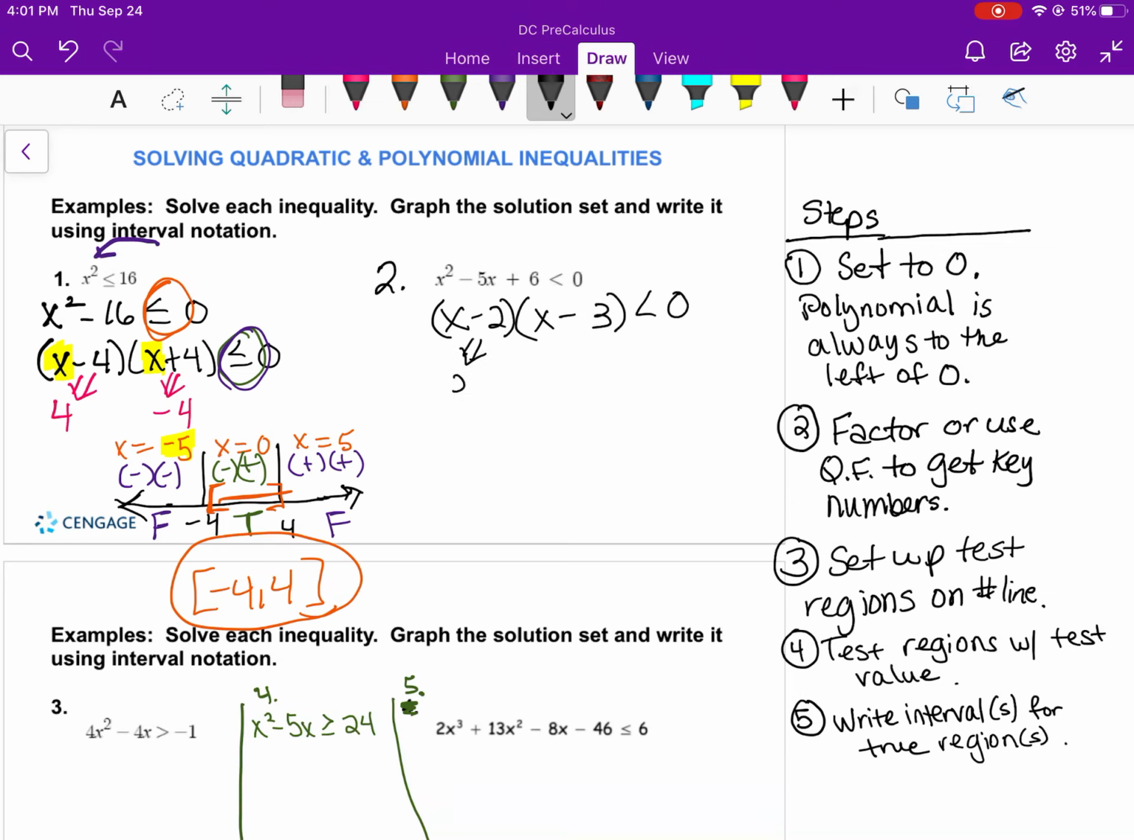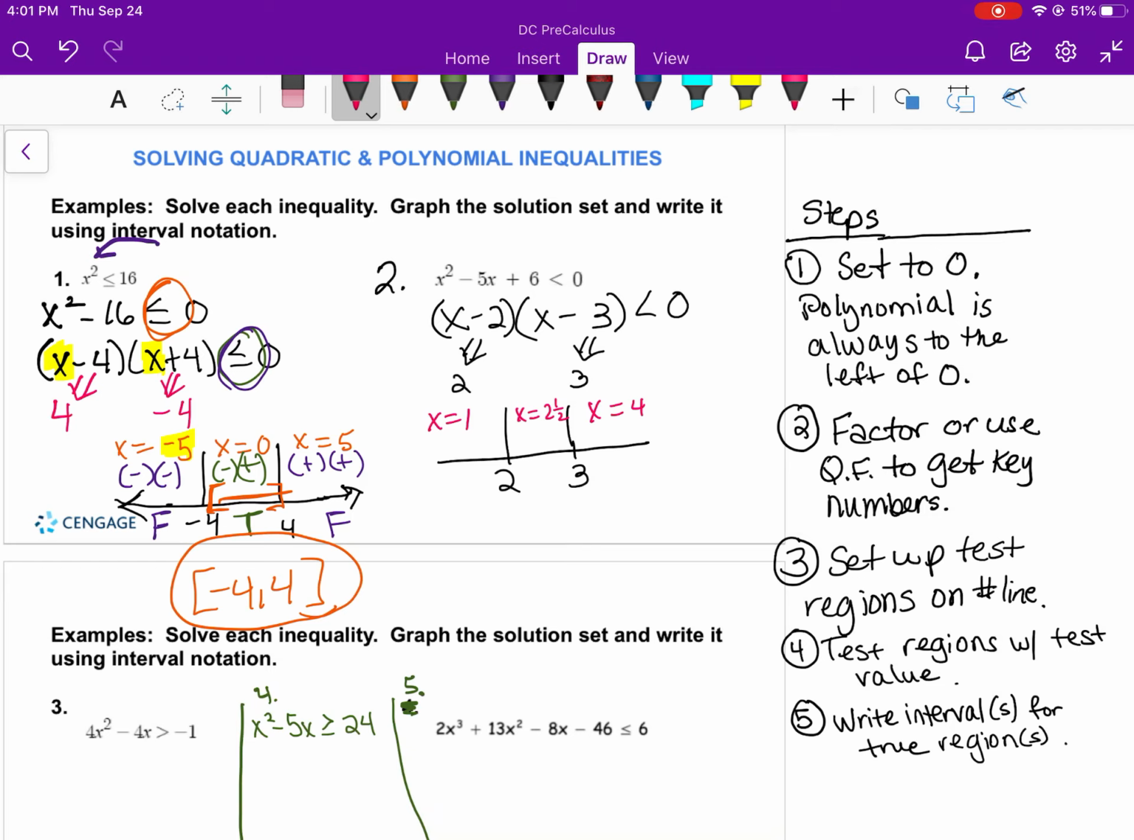This produces a 2, this produces a 3. These are our critical numbers or key numbers. 2, 3, pick a number in each region. You can use fractions or decimals if you have to. And then I'm going to plug them in.